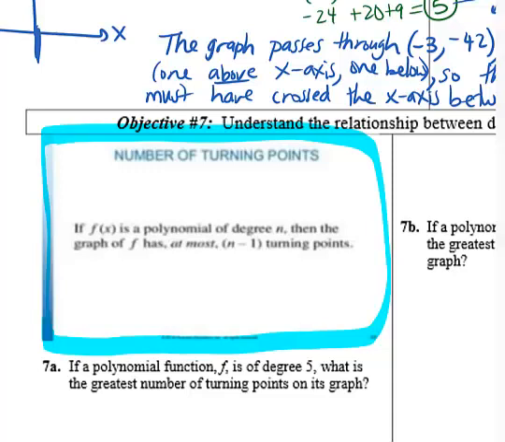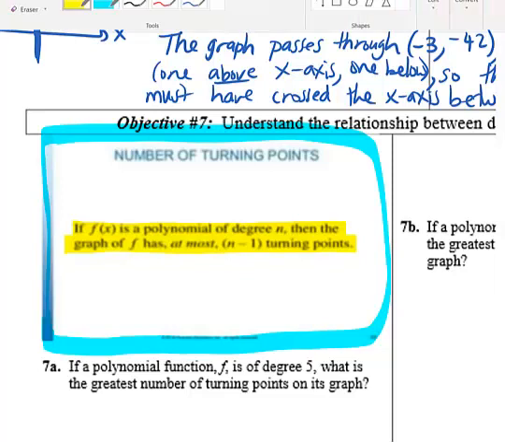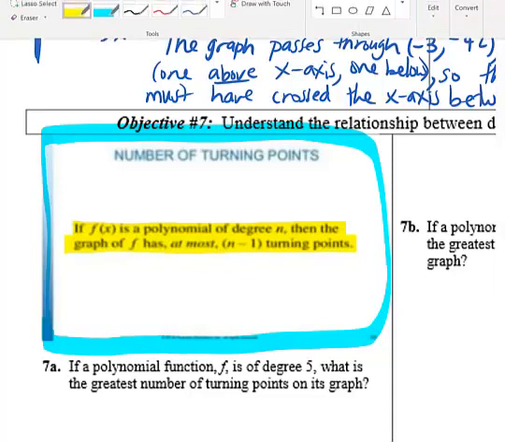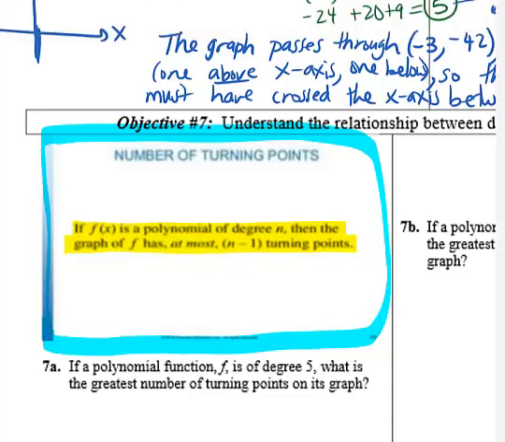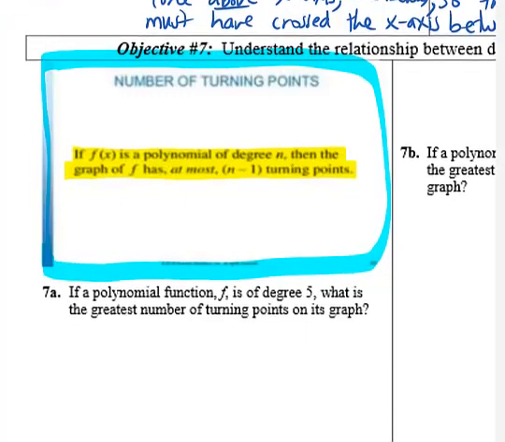So what does it say? It says, if f of x is a polynomial of degree n, then the graph of f has at most n minus 1 turning points. So for example, let's say the degree of your polynomial is 10. So it's a really high-powered polynomial. A 10th power means the number of turning points can't be more than 9. It can't be more than 1 less than your degree, if that makes any sense.